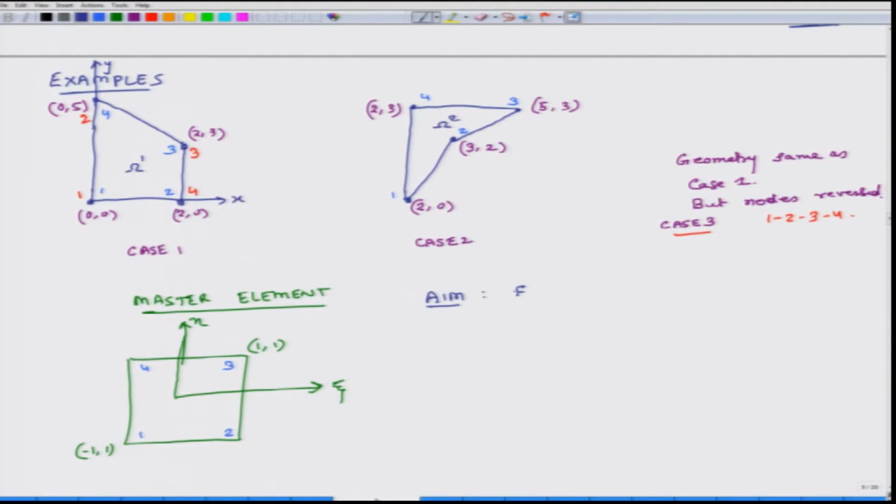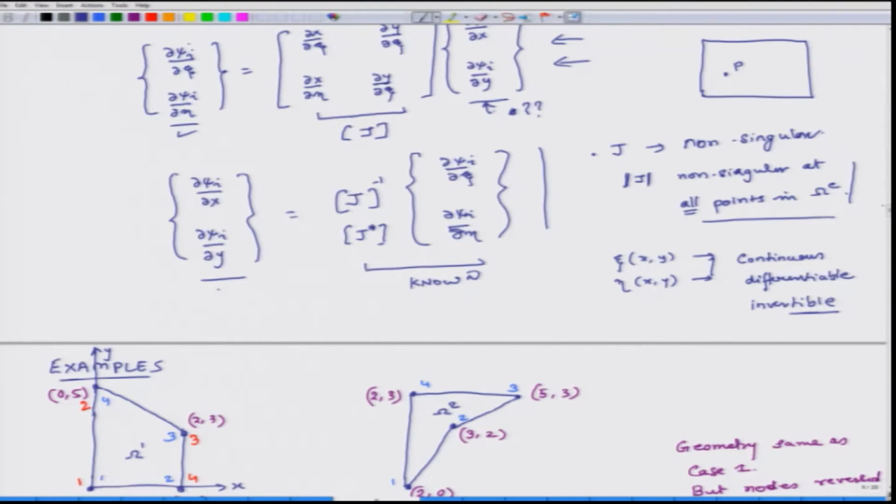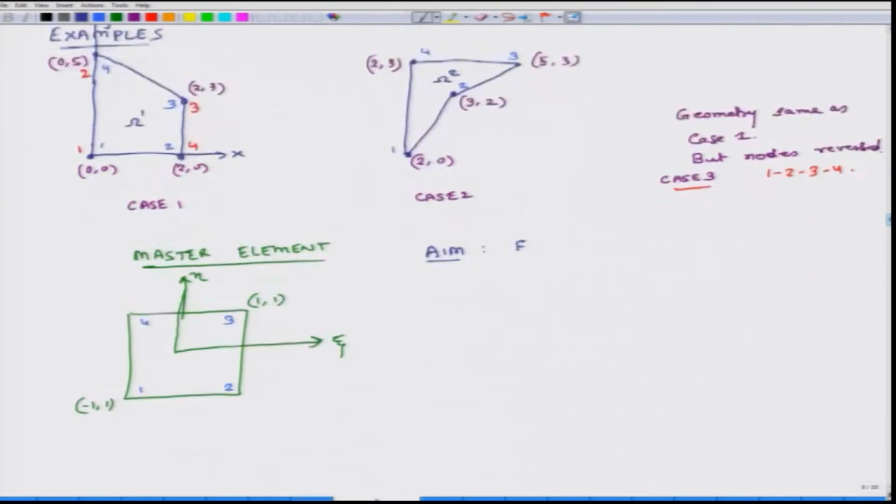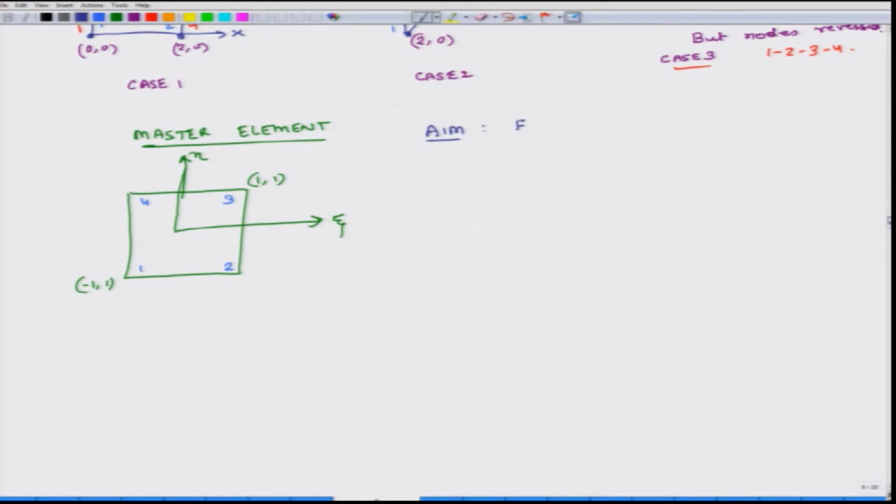So, our aim, what do we want? We want to see whether we can invert these things correctly or not. If I have to invert it, if I have to compute this, I have to make sure that the Jacobian matrix is non-singular, right. So, we will see whether the Jacobian matrix is non-singular for all these 3 cases or not. So, find J for all cases.